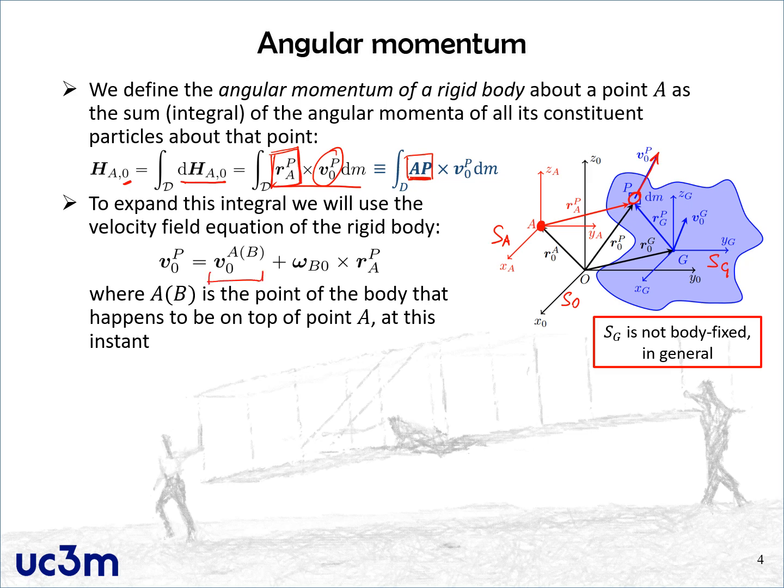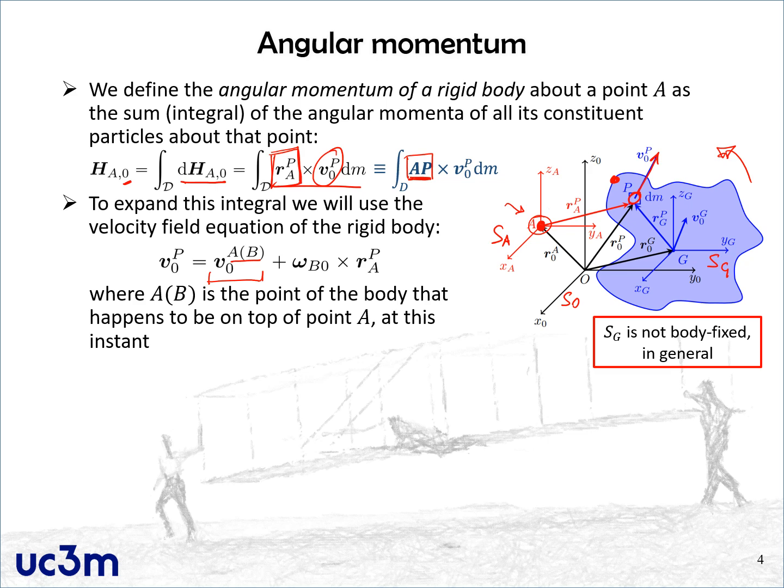Here we have to be careful because in general, the point of the rigid body that happens to be on top of A, which is a geometric point of space, may not have the same velocity as the point A itself. Imagine that this body is rotating at some instant, and a particular point, for example that one, may be over the point A. But the geometric point A may have a different velocity than the point of the rigid body that happens to be on top of point A. That is the nomenclature that we introduced in previous videos.